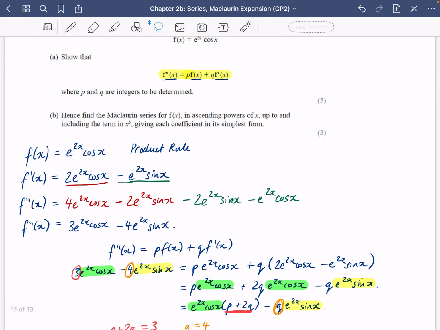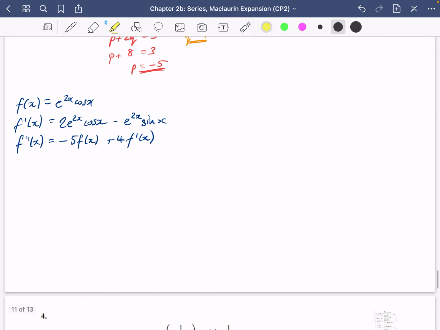And then it says for part B, hence, find the Maclaurin series for f of x in ascending powers of x up to and including the term in x to the 5, giving each coefficient in its simplest form. So we have got the function, the first derivative, and the second derivative. We are going to need to find the third derivative, the fourth derivative, and the fifth derivative.